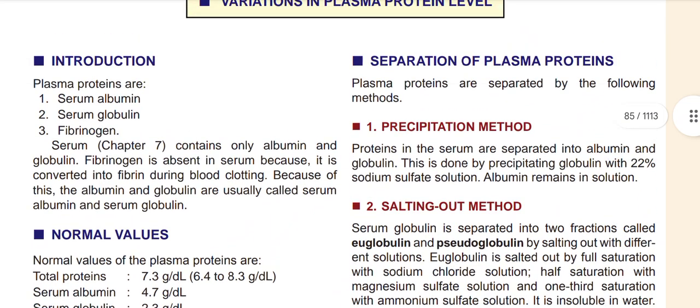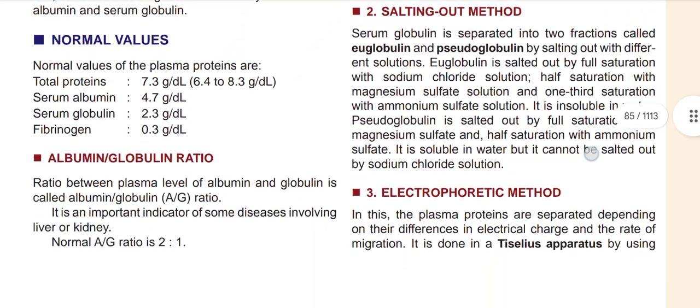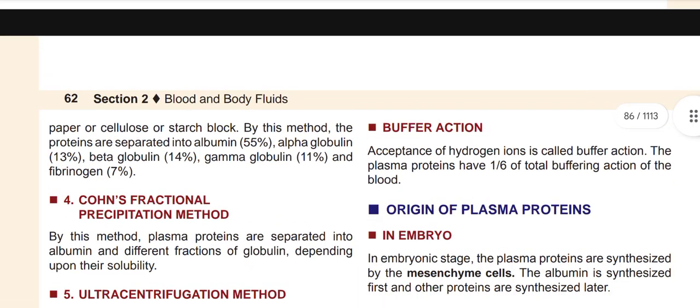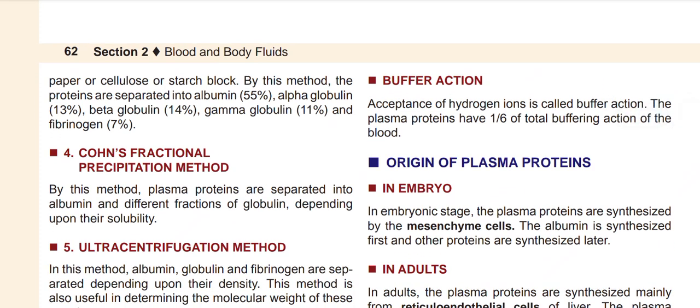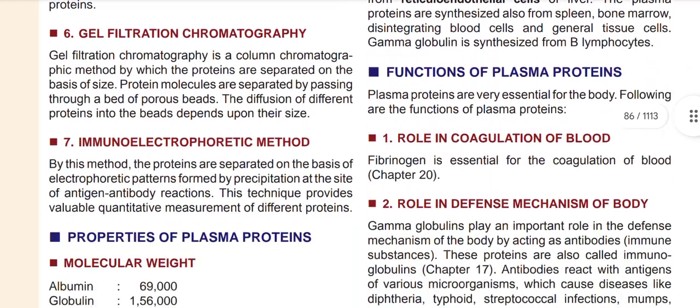Now separation of plasma protein, this is the practical part. We will not discuss this part very clearly because it is part of practicals. If we just take the names only, there are some methods like the precipitation method, salting out method, then Cohn's fractional precipitation method. This type of procedure may be followed to separate them.